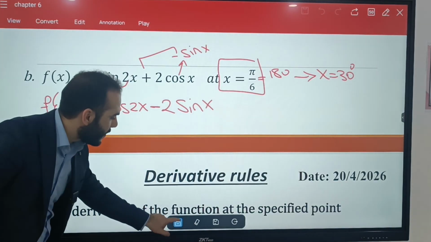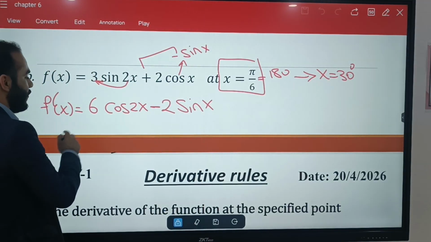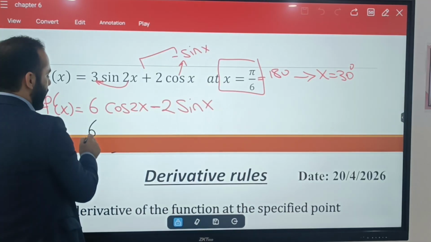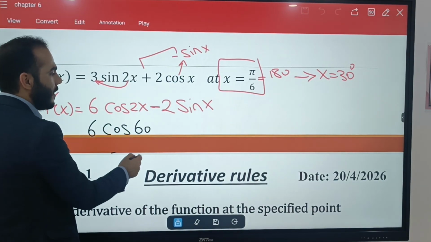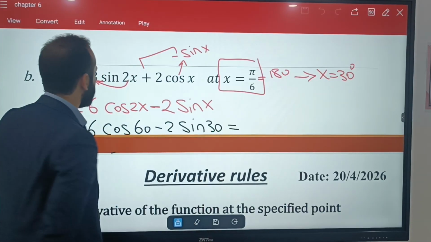Now the question asks, find the value of the derivative at x equals 30 degrees. If you just go and enter 30 instead of x, use your calculator: 6 cosine 2 times 30, 60 degrees, minus 2 sine 30. What does it equal?